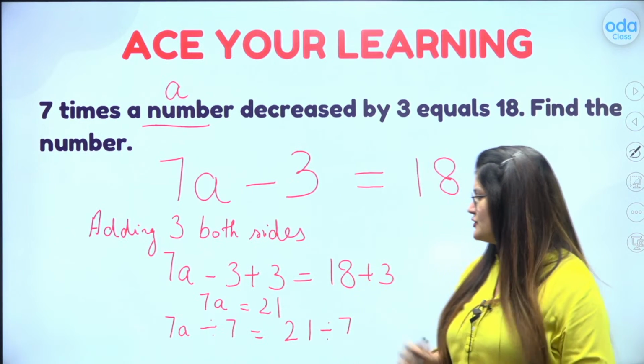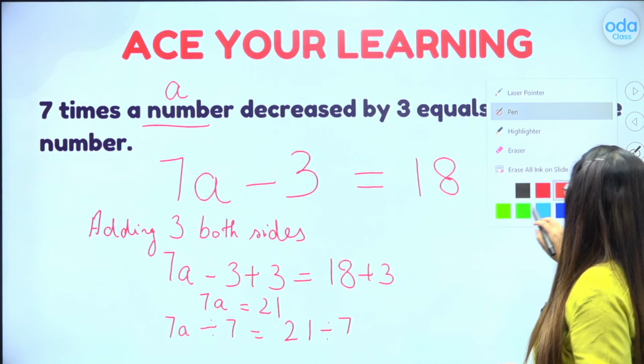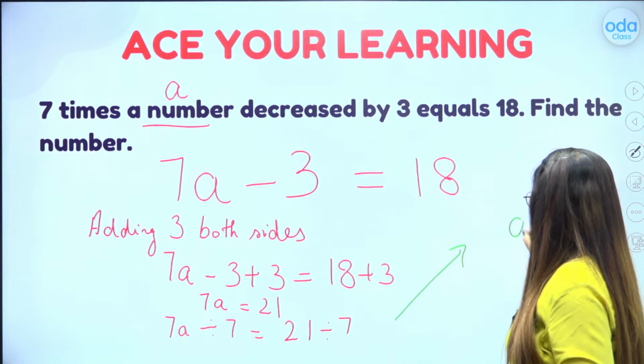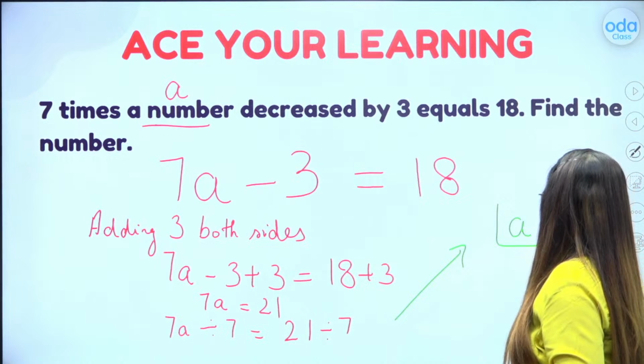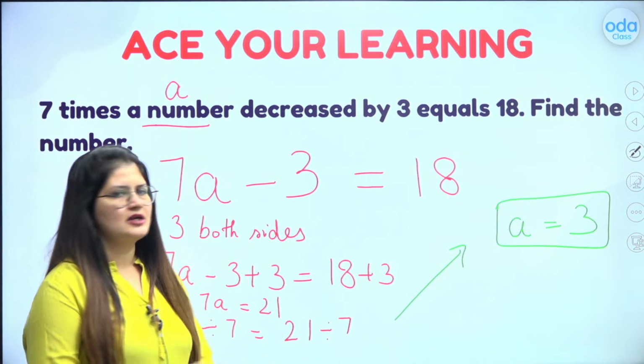So what is the answer that we are going to get after this? a is equal to what? a is coming out to be equal to 3. So this is the answer that we have got after solving this equation.